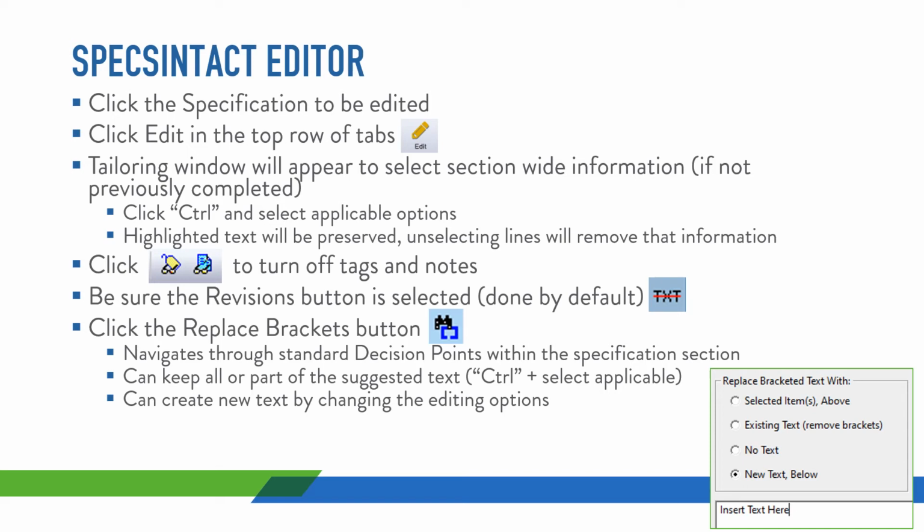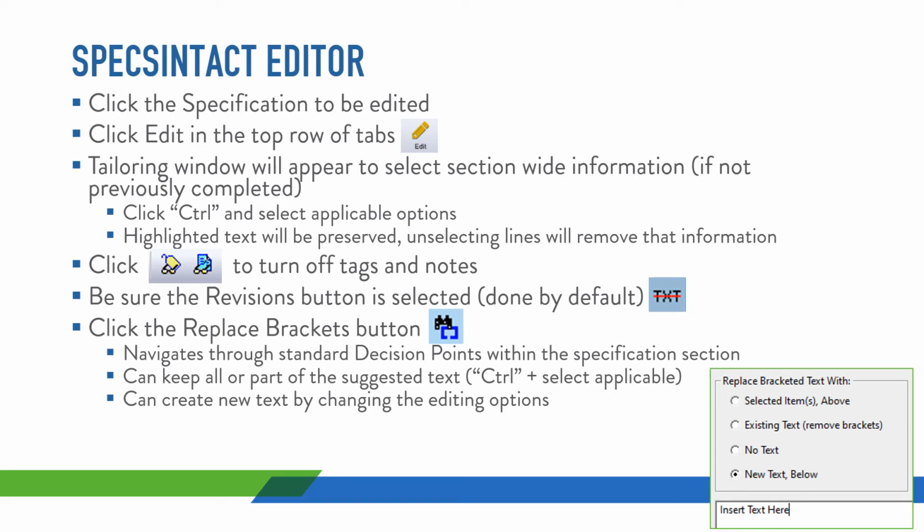Once you're in the editor window, there are some settings that make the editor easier to view and interact with, such as turning off the tags and Notes to Specifier buttons so that you don't see the coding behind the text or the UFGS standard notes to specifiers. These view options are toggled on and off by the Tag and Paper with Eyeglasses buttons shown here. Users should also take care to verify the revisions option is selected so that changes are tracked for reviewing purposes. You can do this using the TXT with the red line through it button.